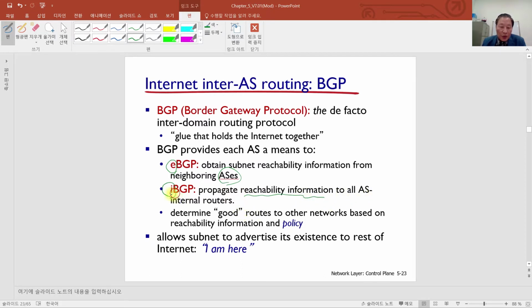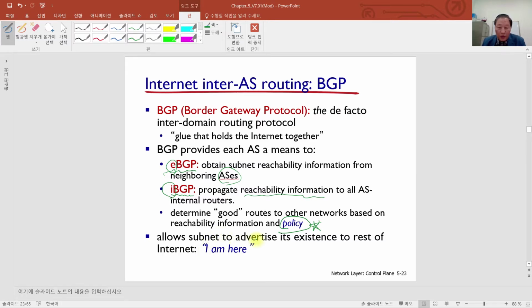Thus, this protocol can be used internally, and this one is used externally. It determines good routes to other networks based on reachability information and the policy. I will explain about this policy later. And for BGP, this policy is also important.